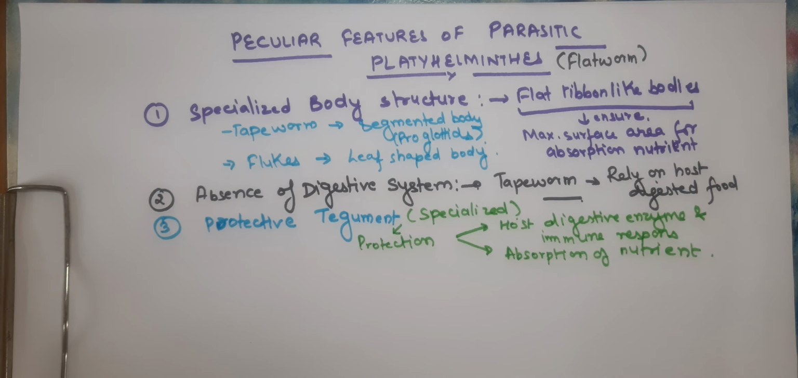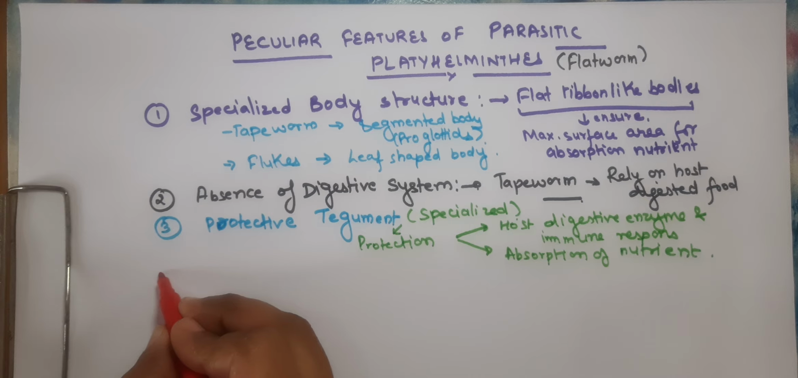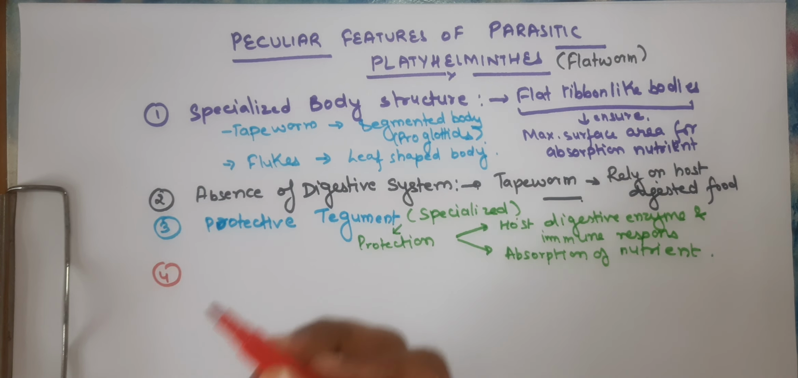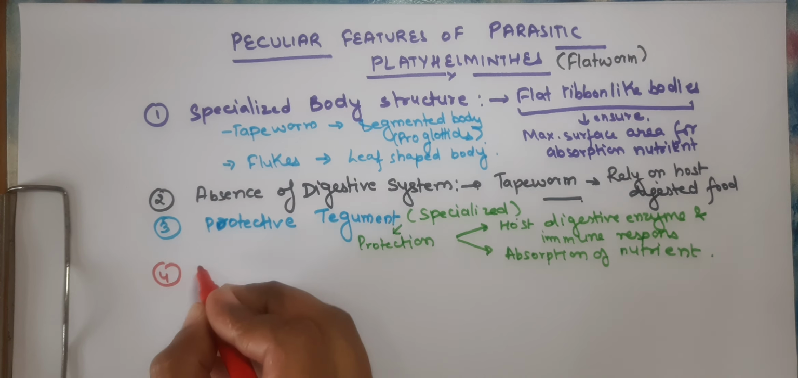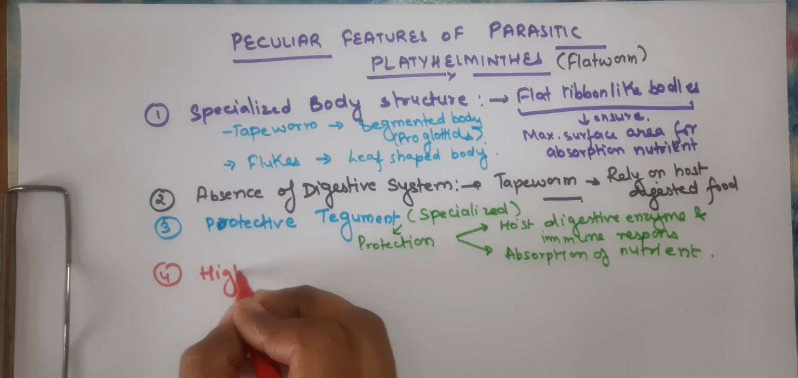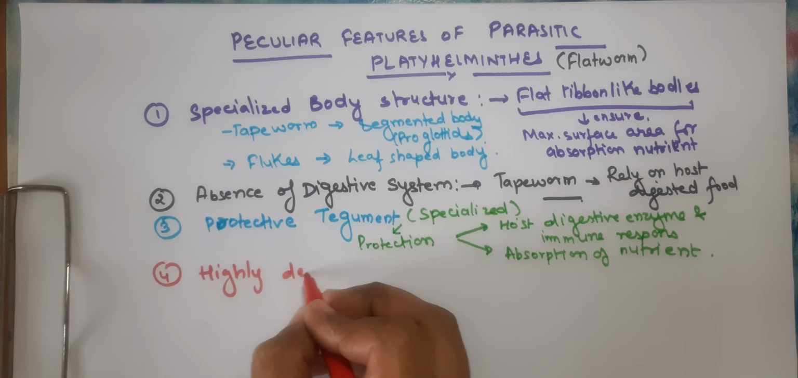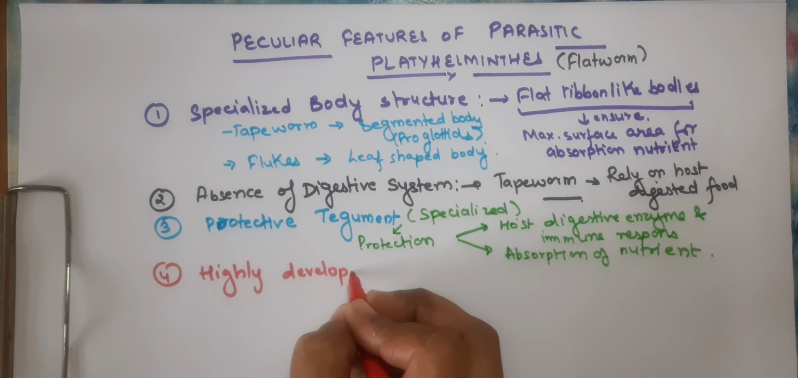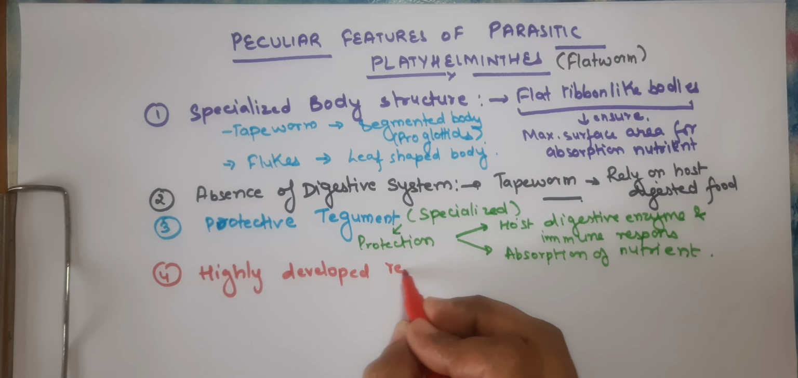So now let's talk about the fourth peculiar feature. Okay, so they will have a highly developed reproductive system. So this is a must, student, okay.